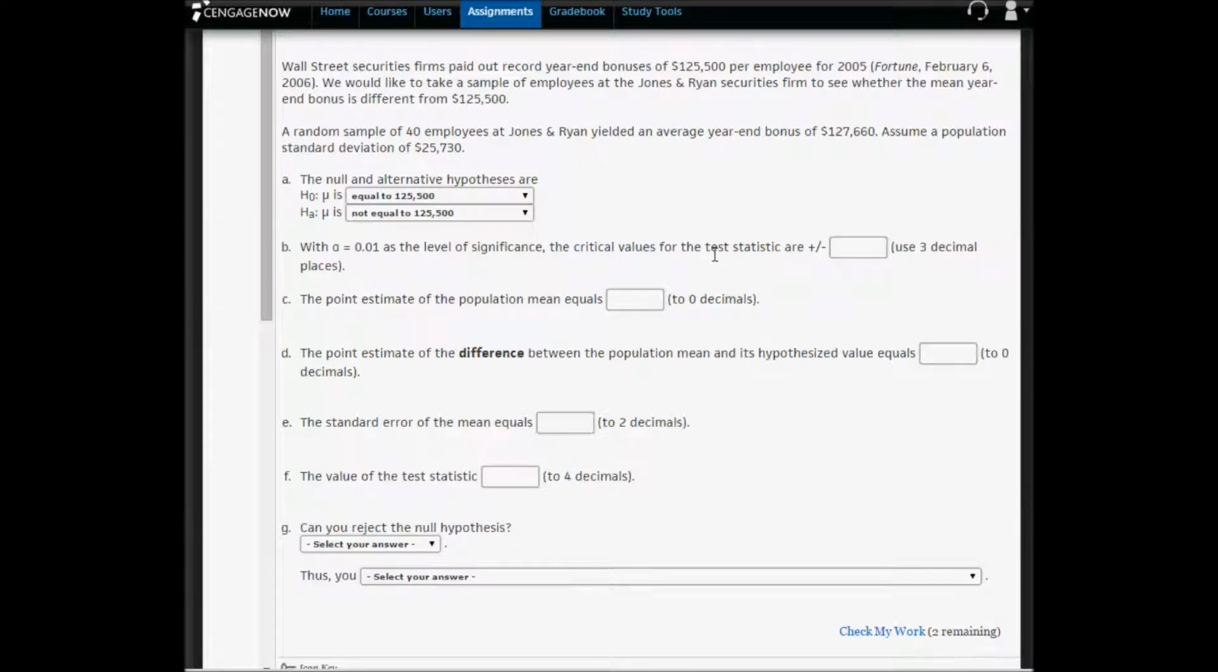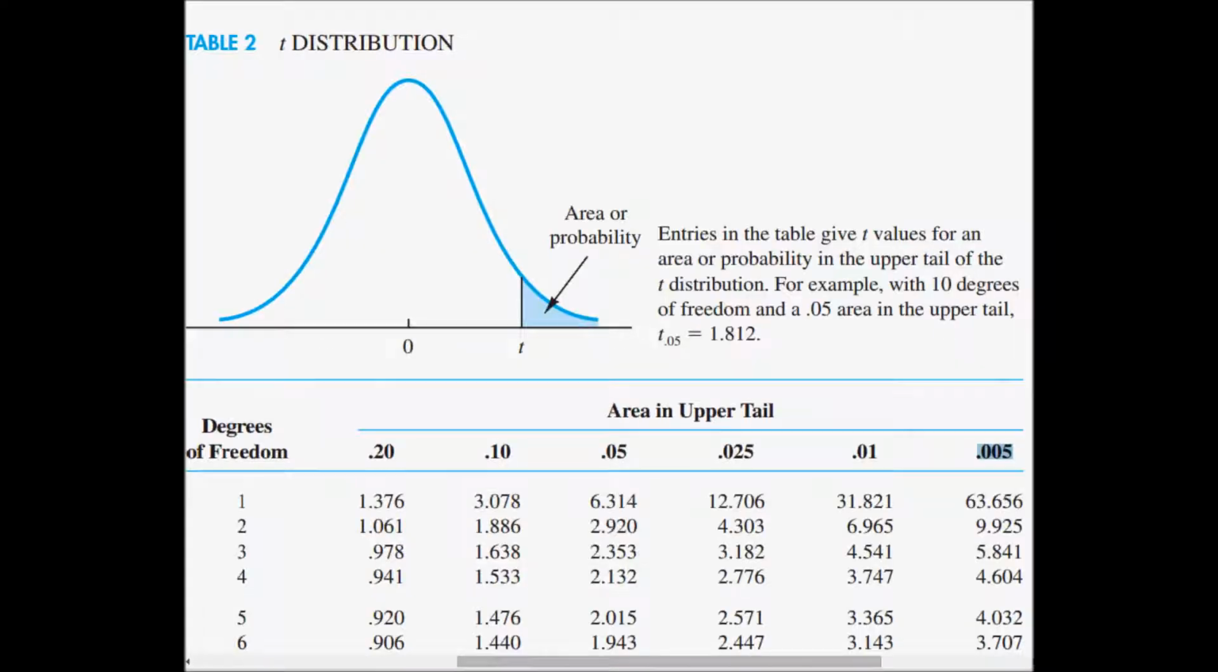Now in part B, we want the critical values at 3 decimal places. We can get the Z critical values from the standard normal table, or we can get the Z critical values from the infinity row of the t-distribution table. Now we're going to get Z values because this is a sigma known problem. When sigma is known, you use Z. When sigma is unknown, you use T.